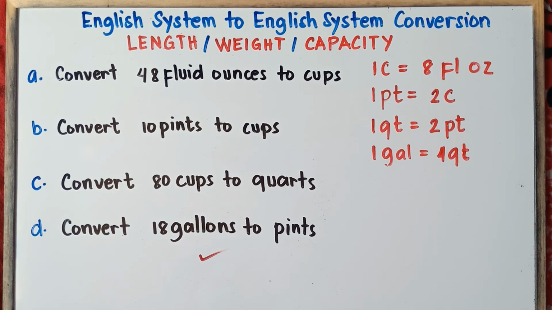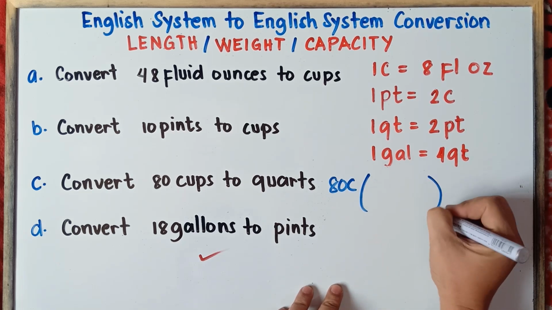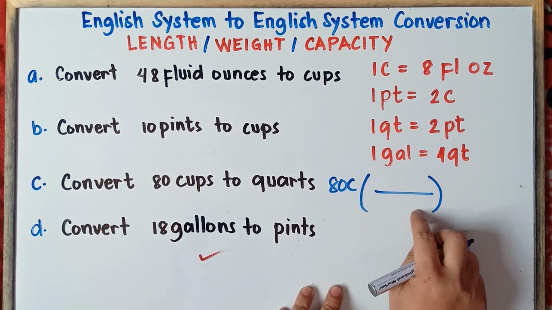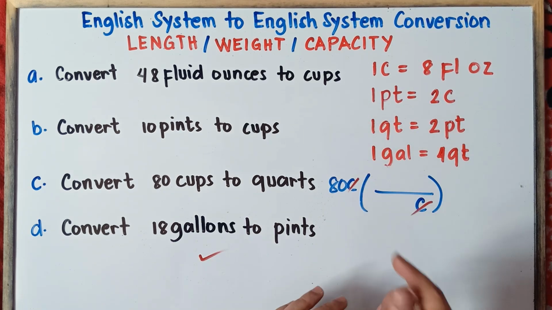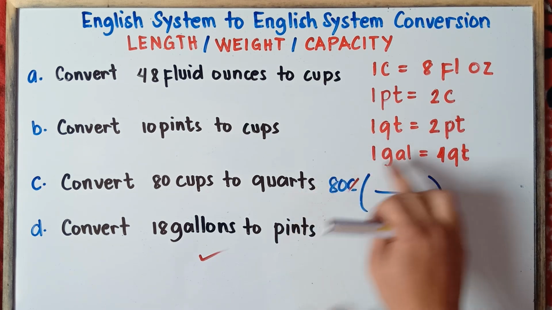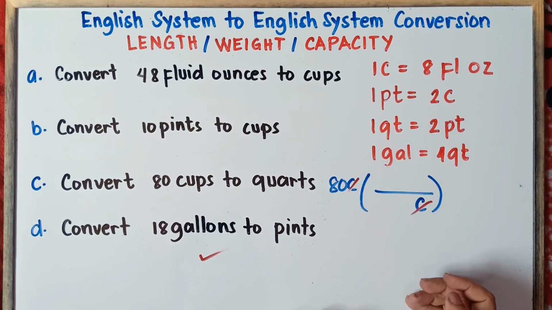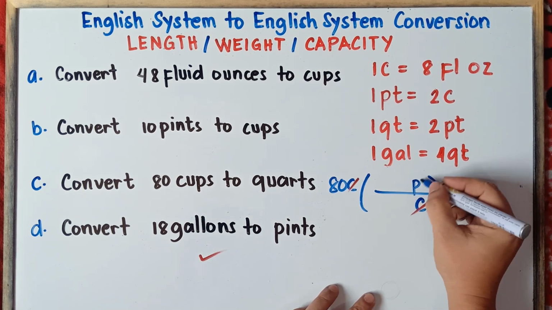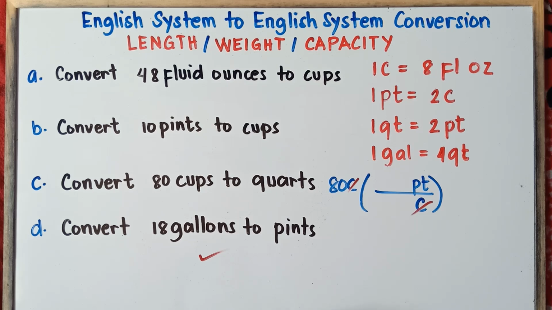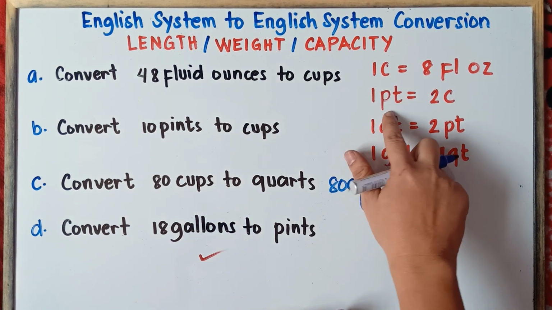Alright, let's do that. So once again, our given is 80 cups. This is cup for our given. The units in the denominator must also be cup so that we can cancel this out. And then we convert cups to pints first because we only have cups to pints and then pints to quarts. So cups and then pint here on the numerator units. And then we cancel out the units. So the conversion, 1 pint is equivalent to 2 cups.